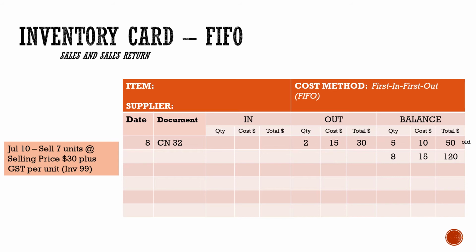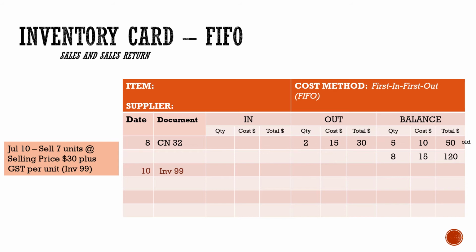Again, just another reminder, we are only recording cost prices of the inventory sold or returned in the inventory card. We do not use selling prices. So here we go. On the 10th of July, we record the document ID. And now in the out column, we have to decide which cost prices we are going to use to value the inventory that we have sold.